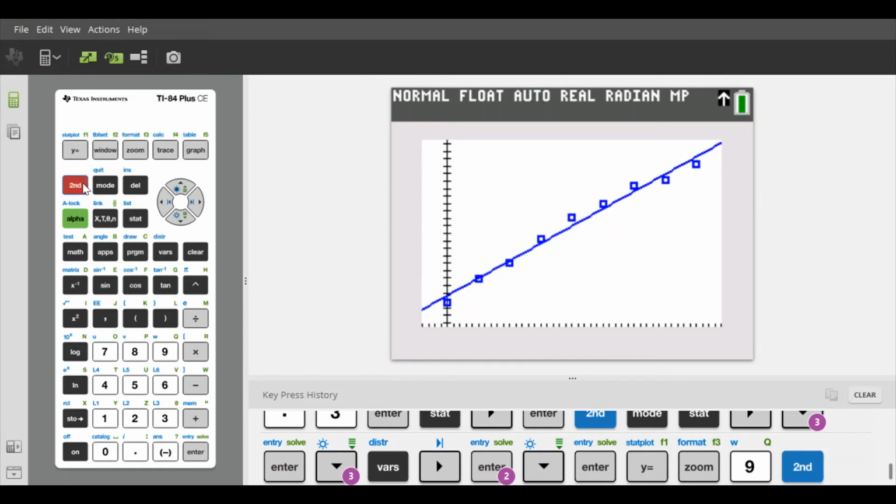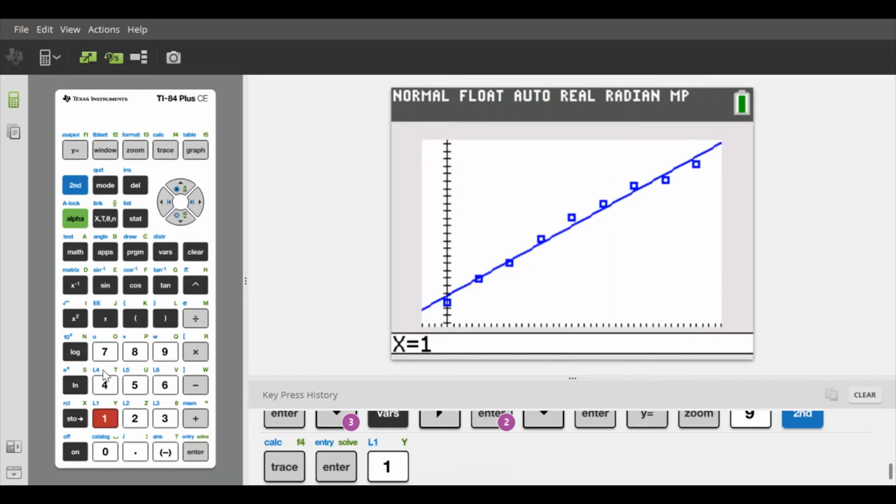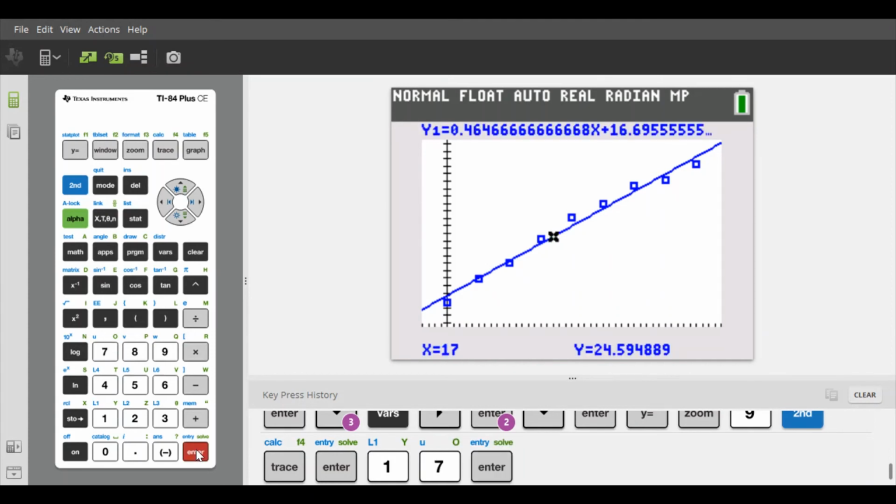So to do that, I'm going to do second calc, value, x is 17, and it gives me a y value there of 24.594889, which is good to go. If we want to round that, we can say 24.6%. And then C says graphically find what year this model predicts the percent to be 31.1%.